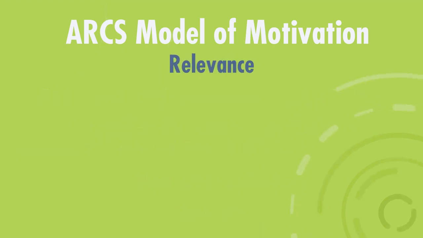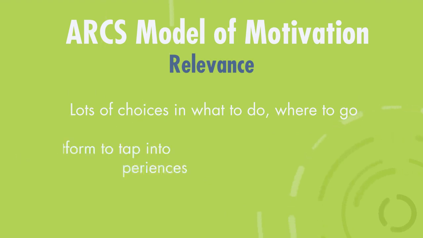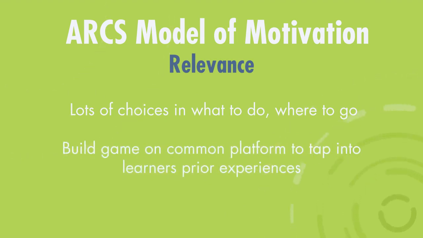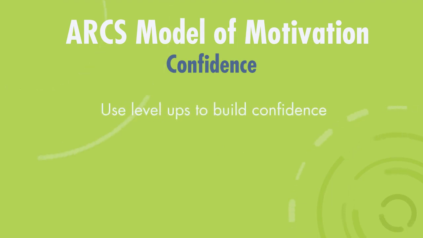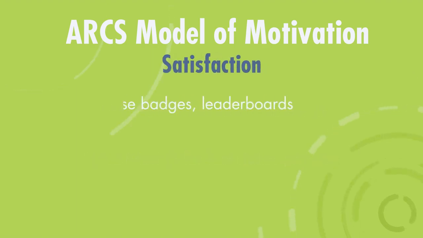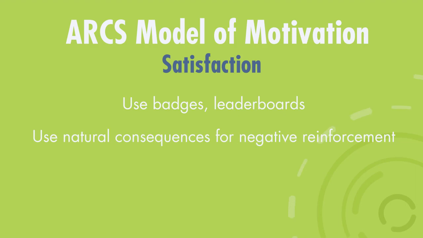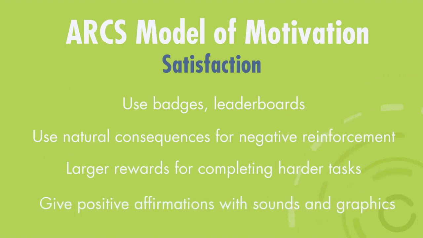To add a sense of relevance, we might want to use lots of choices in what learners do and where to go. We may also want to build a game on a common platform to tap into the learner's prior experiences in gaming. To help with confidence, we might want to use level ups, or we might want to have tutorials for a low-stakes practice. And for a sense of satisfaction, using badges or leaderboards, using natural consequences for negative reinforcement, larger rewards for harder tasks, and giving positive affirmations with sounds or graphics could also work.